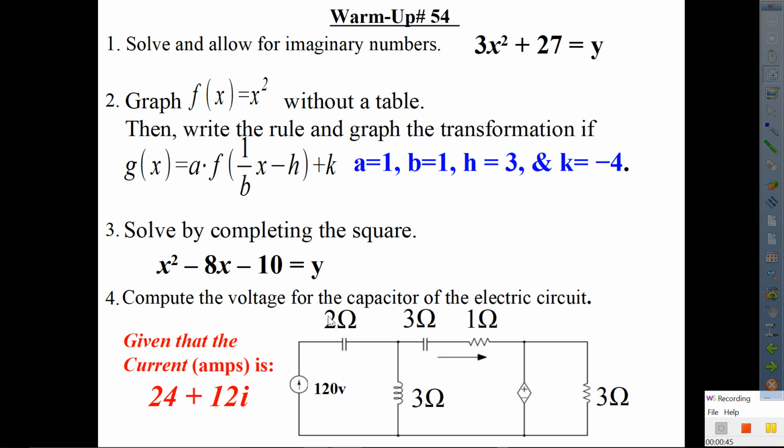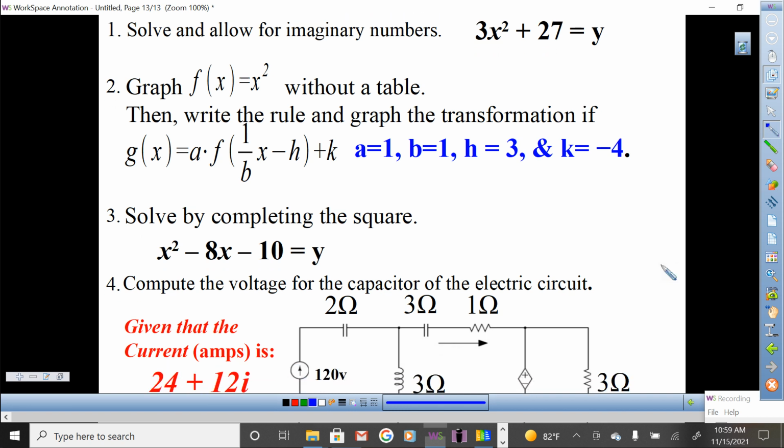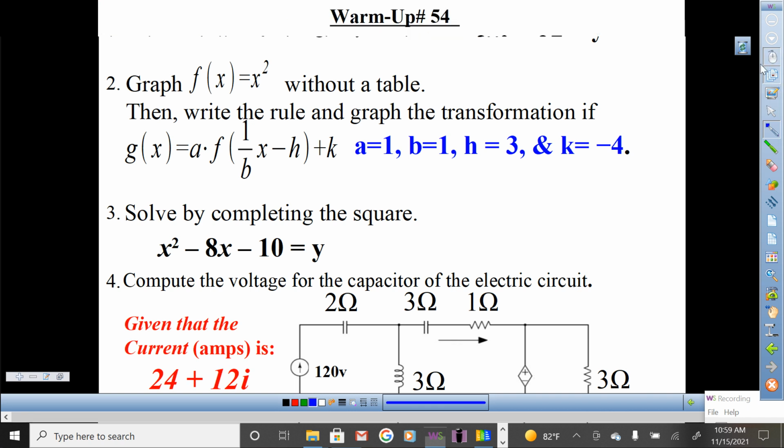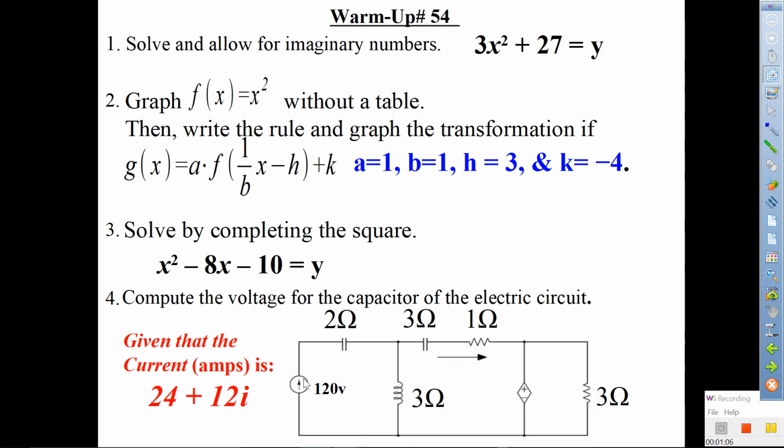For number 4, they give us a circuit, and they want us to compute the voltage of the capacitor. On the circuit, at the top they have 2 ohms, then another component of 3 ohms, then 1 ohm. On the right side, 3 ohms, and in the center we have 3 ohms. The given current is 24 plus 12i in amps. I'll give you some time for that. Get started please.